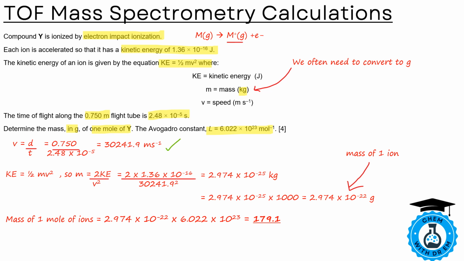Now, in terms of marks for this, you would often get a mark for working out the velocity, a mark for the mass in kilograms, converting that to grams, and then a final mark for your answer as long as it's to 1 decimal place. So this is approximately a 4-mark exam question.